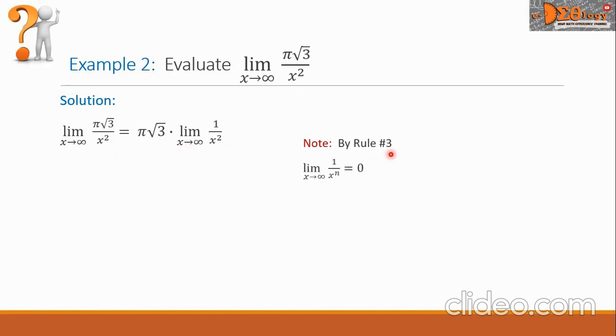We note by rule number 3 that the limit of 1 over x raised to n as x approaches infinity equals 0. It means the limit of 1 over x squared as x approaches infinity equals 0. And we will substitute this value 0 for the limit here. So we have pi square root of 3 times 0. And the final answer is 0.